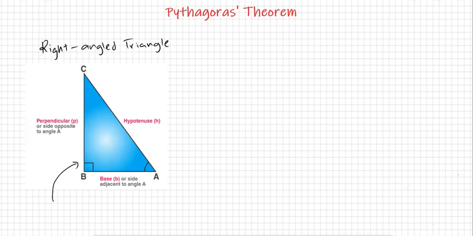So in a right angle triangle, there are three sides, and the side which is opposite the 90-degree angle is called the hypotenuse. And the other two sides, for example, if I'm talking about angle A, then with respect to angle A, the opposite side to A will become the perpendicular, and the other one will be known as the base.